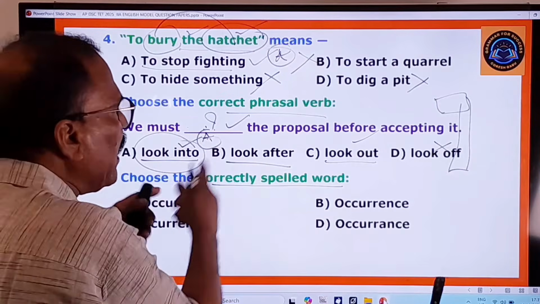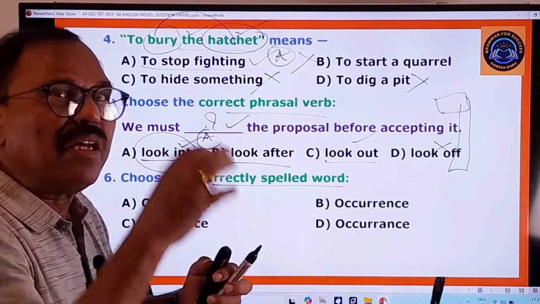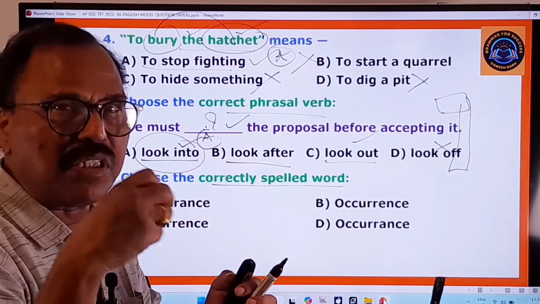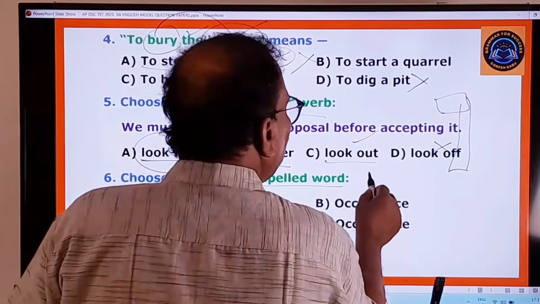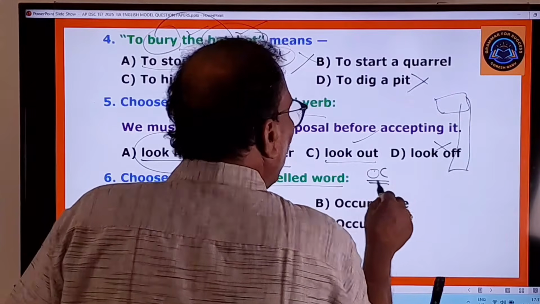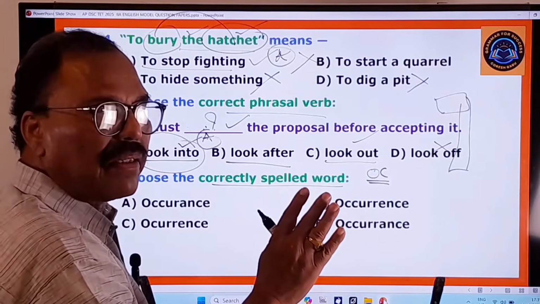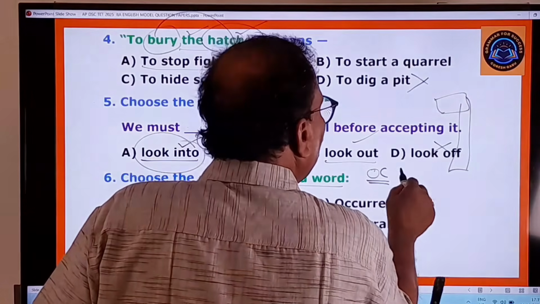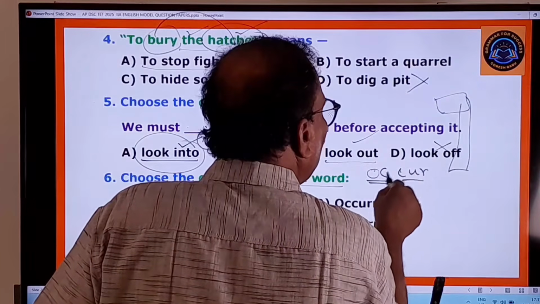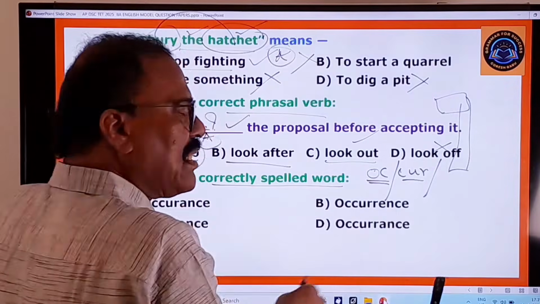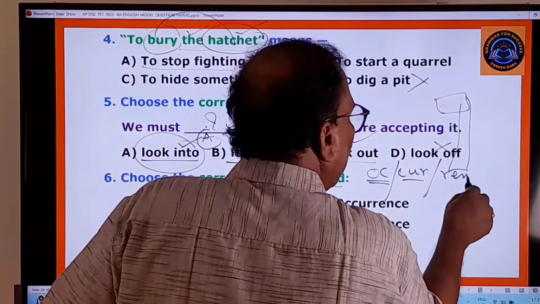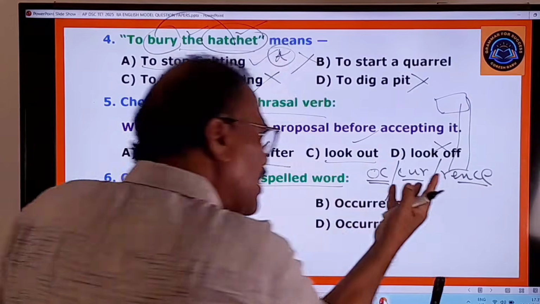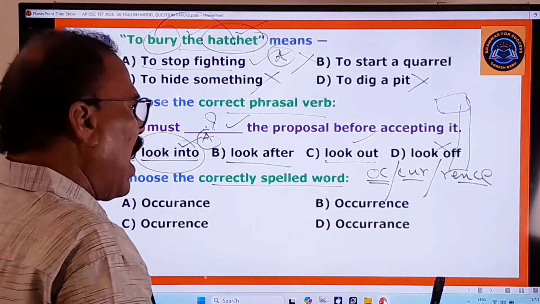Before you choose the correct spelling of the word, you must write that word on a piece of paper, cutting it into syllables. So for example, oc, ak, ak always becomes oc, ak. Kar, cur, kar. Ak, kar. Rens, rence, rens. So ak, kar, rens. Occurrence, that is the correct one.